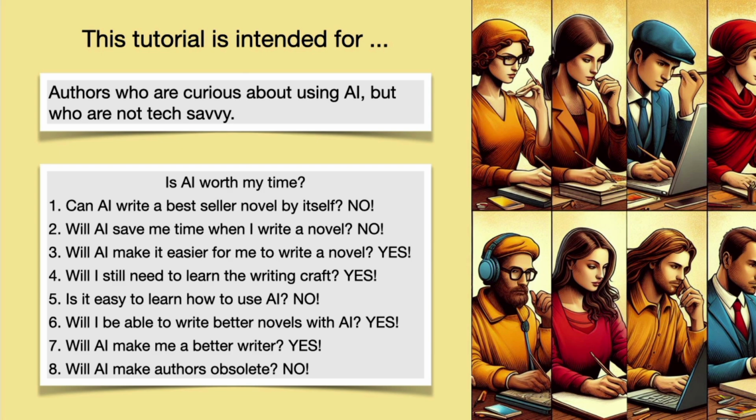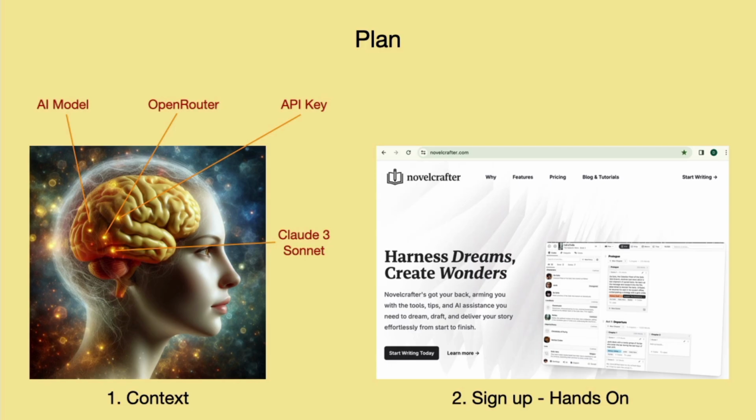Let's now look at the plan for this tutorial. It will be done in 2 steps. In step 1, we will put AI for authors in context. You will learn needed concepts, like AI model, OpenRouter, API key, Claude 3 Sonnet, and similar.